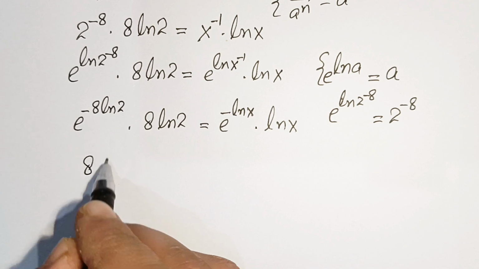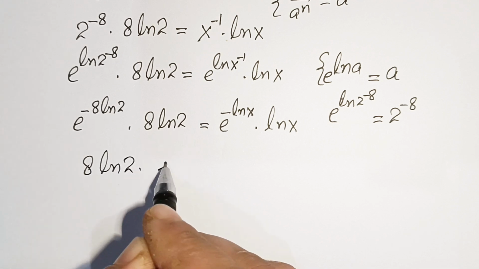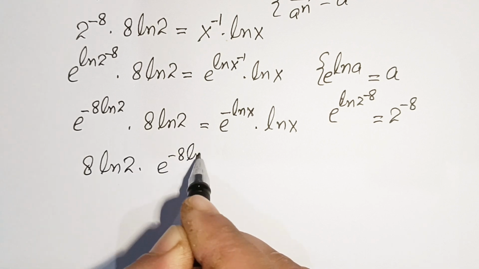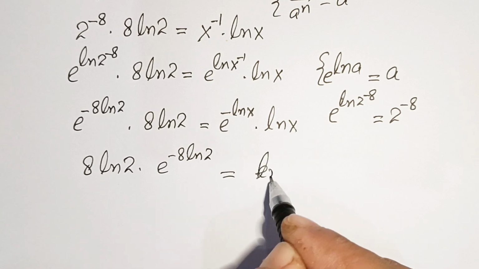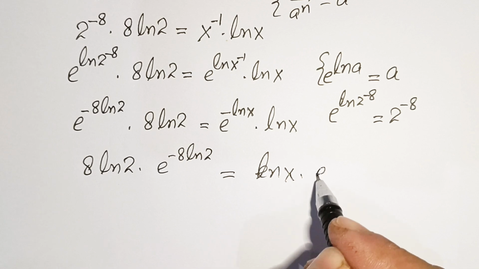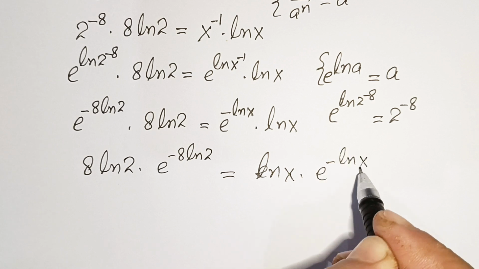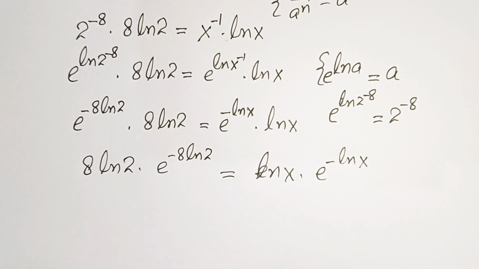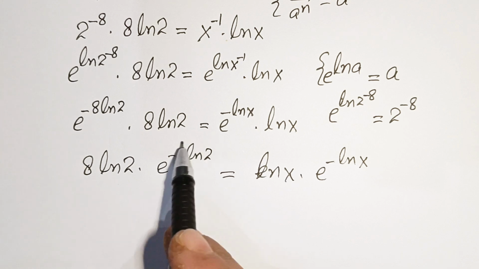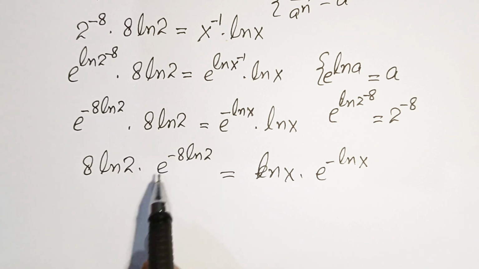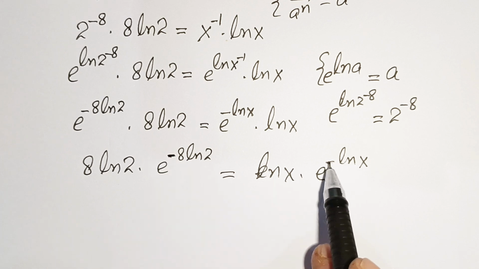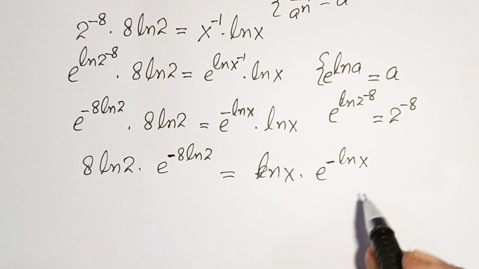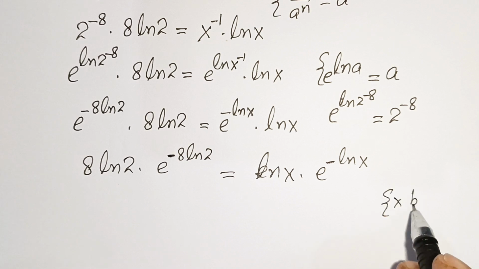So 8 times natural log of 2 times e to the power minus 8 natural log of 2 is equal to natural log of x times e to the power minus natural log of x. As we require this exponent and this one to be the same, here we have a negative sign. Similarly, on our right hand side it is also negative, so we just multiply by minus 1 on both sides.